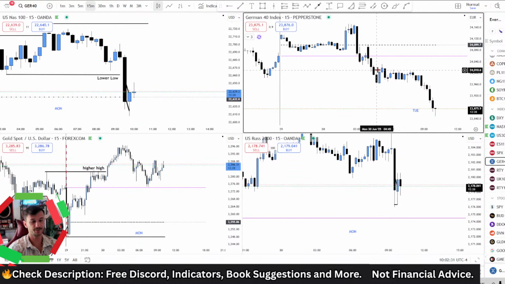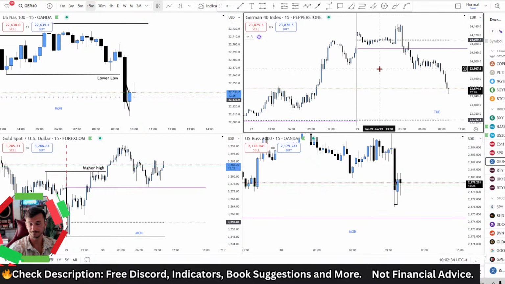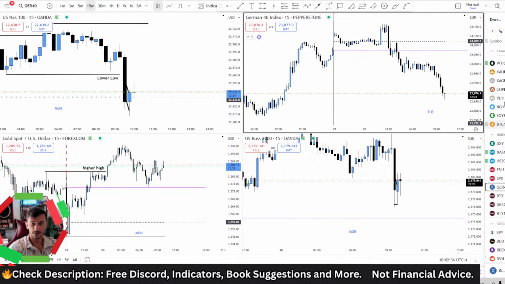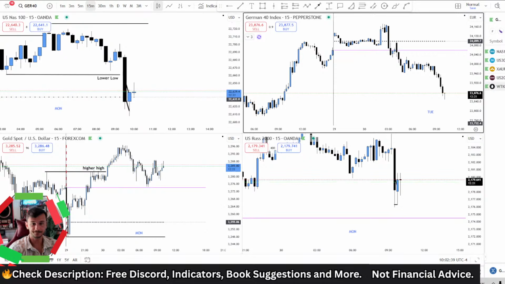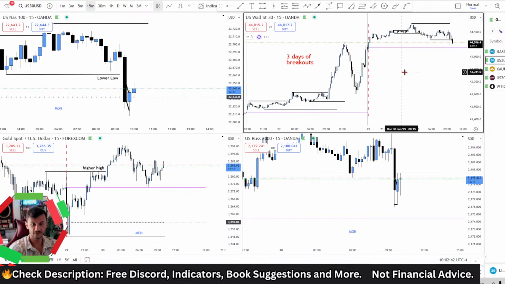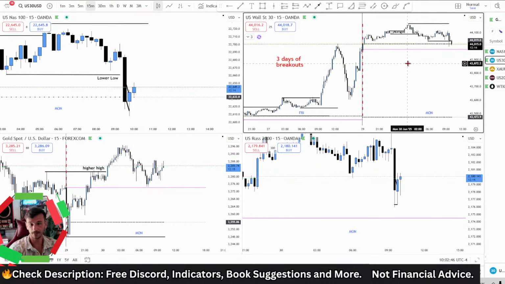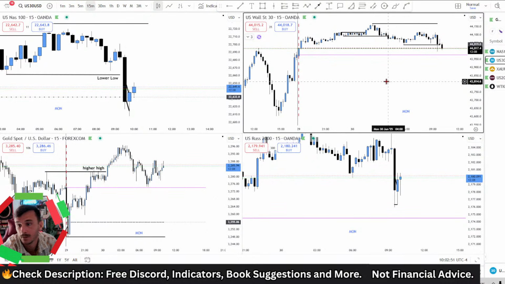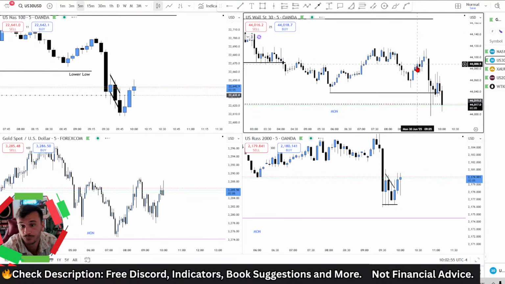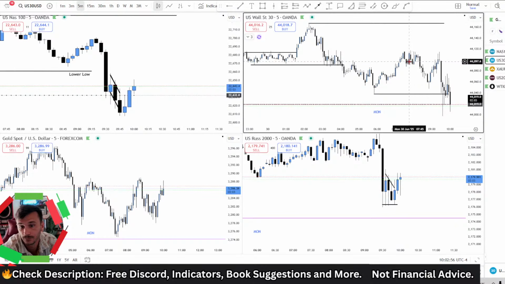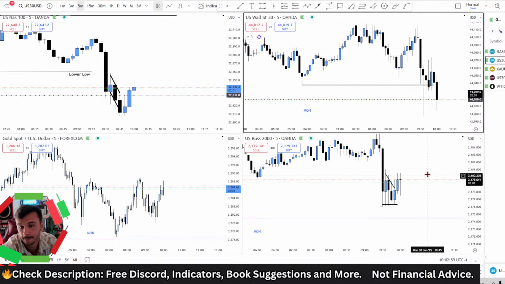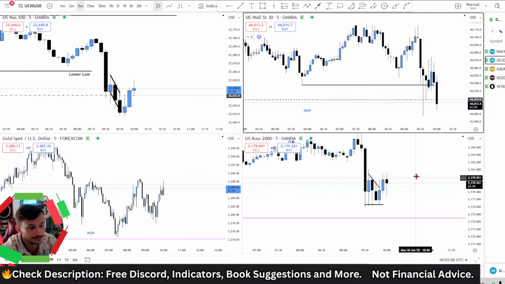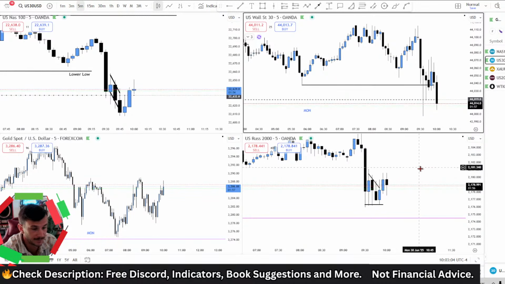Markets that are out of balance can stay out of balance. They sure can. They can also re-enter areas of value. Good stuff, Joseph. Good stuff.